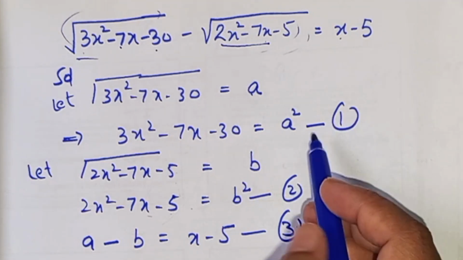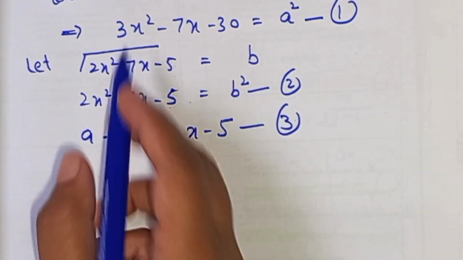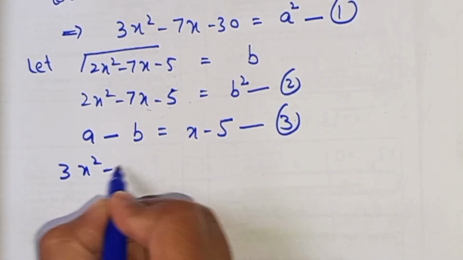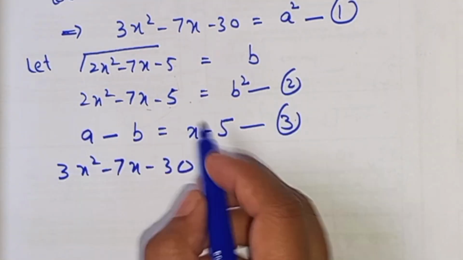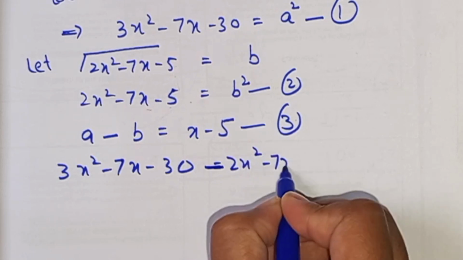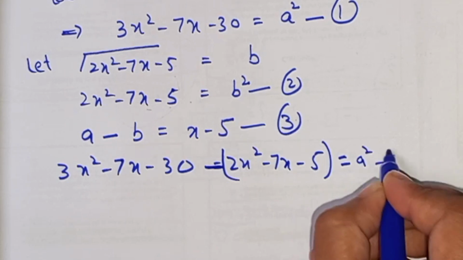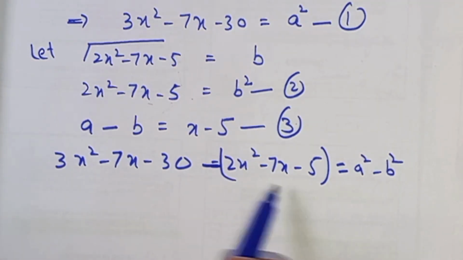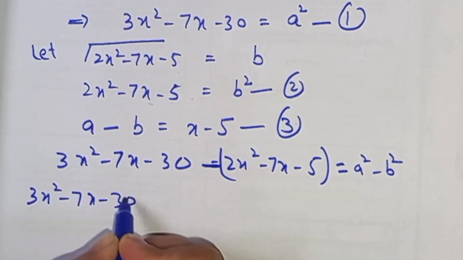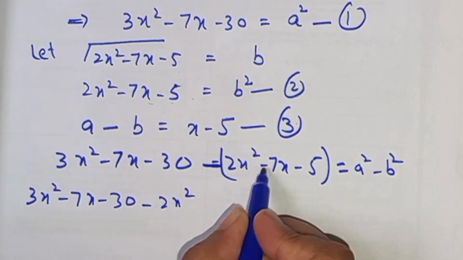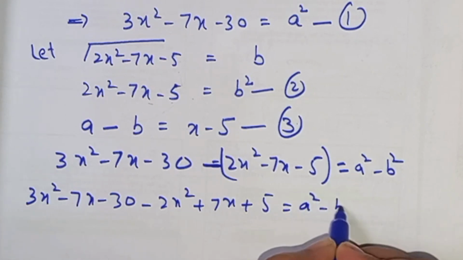Now in the next step we subtract equation 2 from equation 1. So this is 3x² minus 7x minus 30 minus the second equation, 2x² minus 7x minus 5, equal to a² minus b². Now we simplify the left hand side: 3x² minus 7x minus 30 minus 2x², plus 7x, and plus 5, is equal to a² minus b².